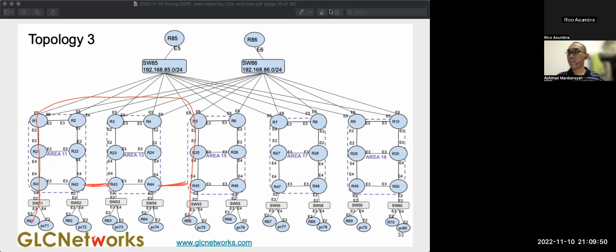if you put a cable here, you think the traffic will go this way? No, it's not. The traffic always goes to area 0. So that's why area 0 is called backbone.